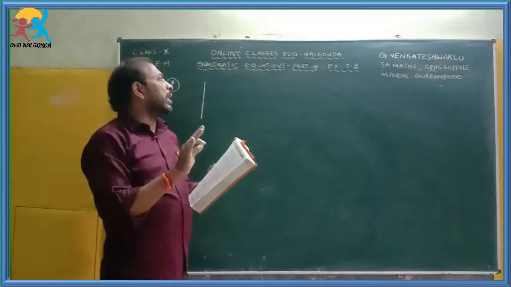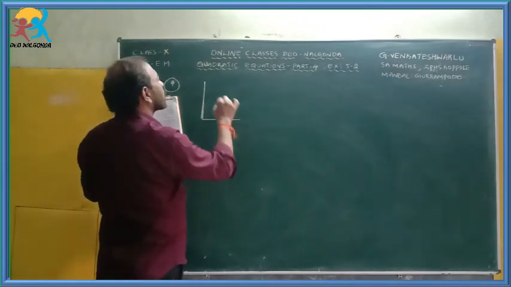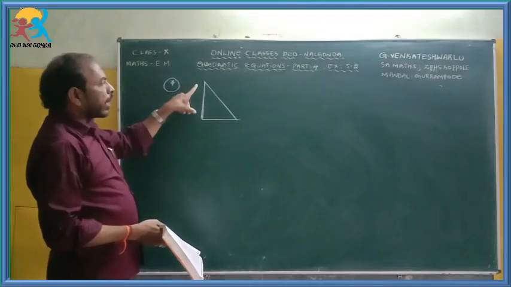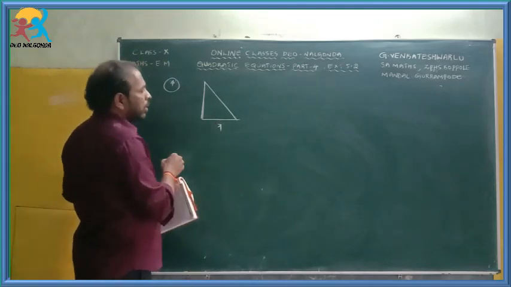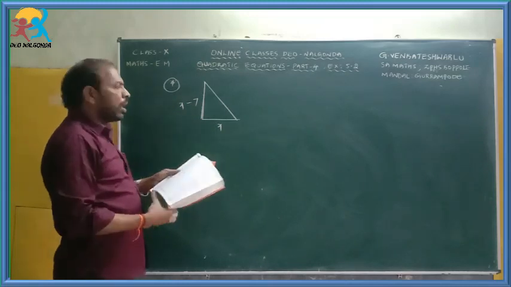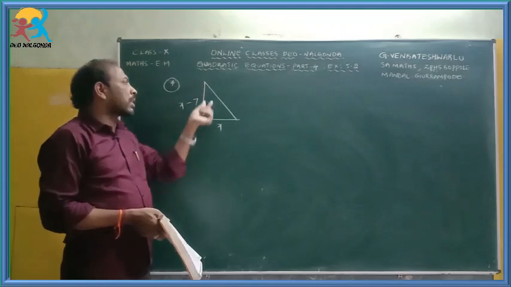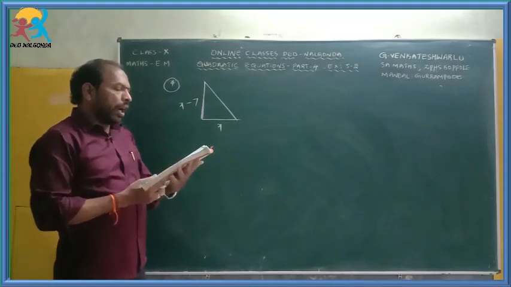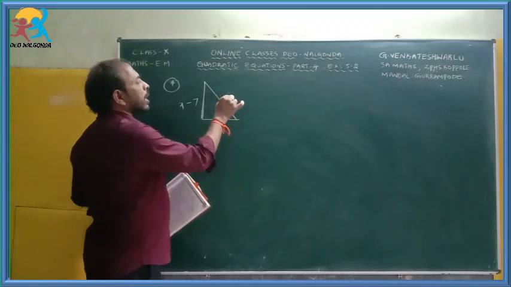Look here, what is given in the fourth problem? The altitude of a right angle triangle is 7 centimeters less than its base. Let the base be taken as x, and the height is 7 centimeters less than its base. The base of the triangle is x, and the altitude is nothing but the height. The height of the right angle triangle is 7 centimeters less than its base, and the hypotenuse is given as 13 centimeters, Nana.